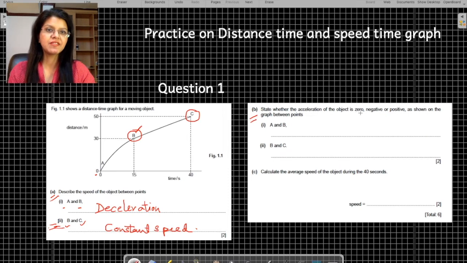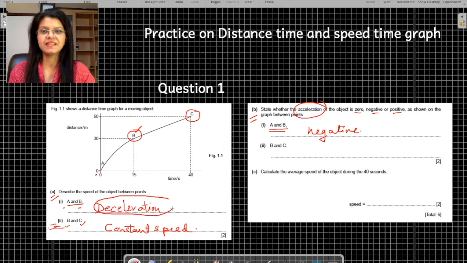Let us come to B. State whether the acceleration of the object is zero, negative or positive as shown in the graph between A and B. They are talking about acceleration. Between A and B, we have understood that this is a deceleration. So deceleration means negative acceleration. The answer that comes here is negative. Why? Because between A and B we have already stated that this is a deceleration, and deceleration means negative acceleration.